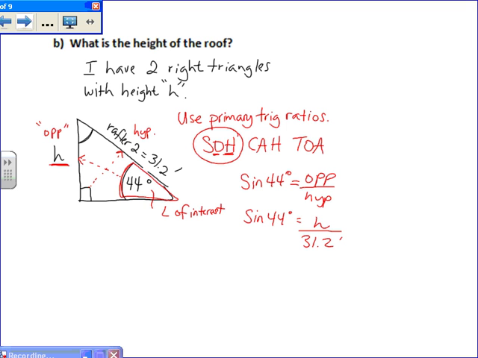Okay, let's go ahead and cross multiply the bottom by sine of 44 to get it out of the denominator. So we get the sine of 44 degrees times 31.2 equals the height of the roof, and the sine of 44 times 31.2 is equal to 21.7, rounded to one decimal place. That is my height of my roof.